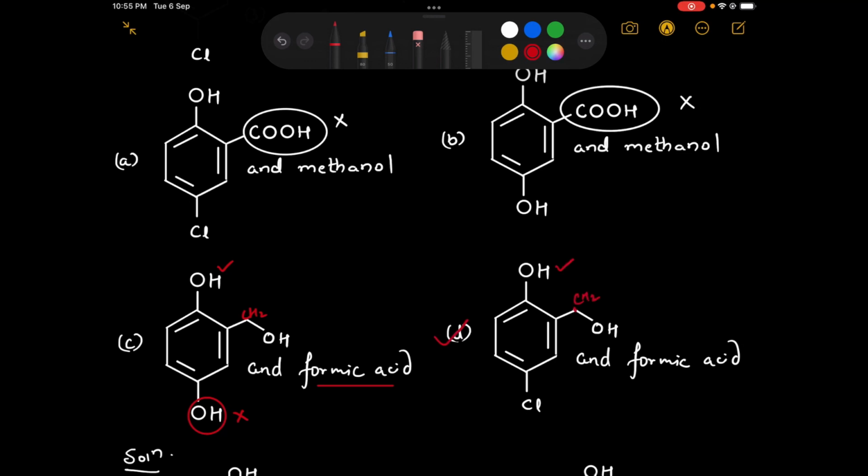Here we are having a reduction. CH2OH is getting formed after the reduction of the aldehydic group from the first step, which was Reimer-Tiemann. And here at the para position with respect to OH we are having chlorine, and the other byproduct is formic acid. So option D is the answer.